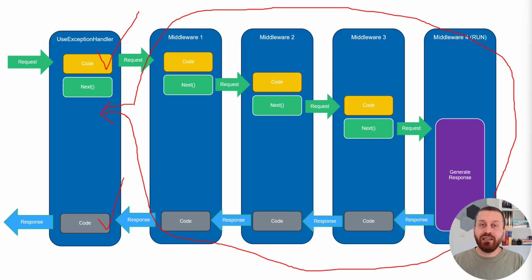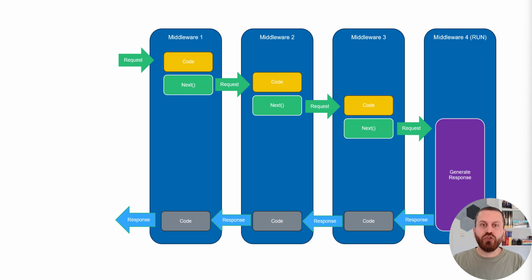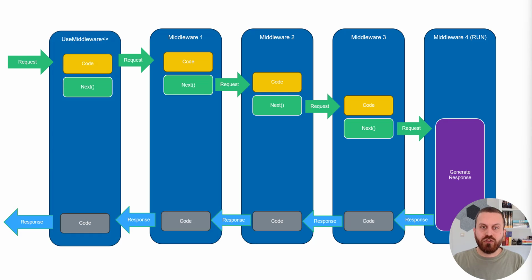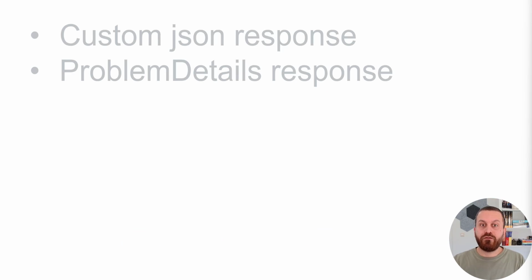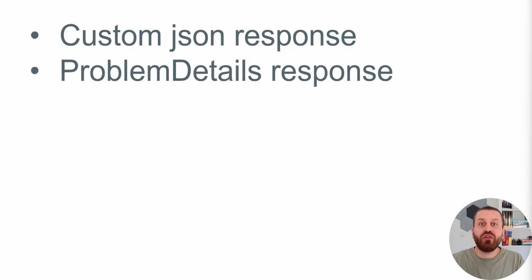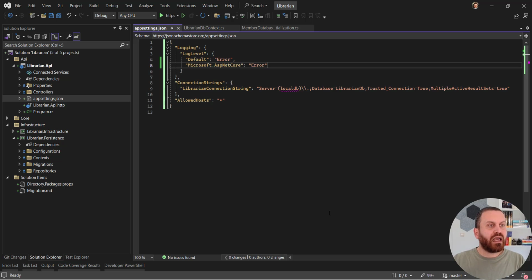We have exactly the same mechanism for using a custom middleware. I'm going to cover them both. There is no really big difference between them, but we need to cover them both. And finally, we need to know how to generate the response when we are facing an error or an exception. We can create a custom JSON response, or we can use problem detailed response, which is a standard for web APIs. Let's go to code and see how it works.